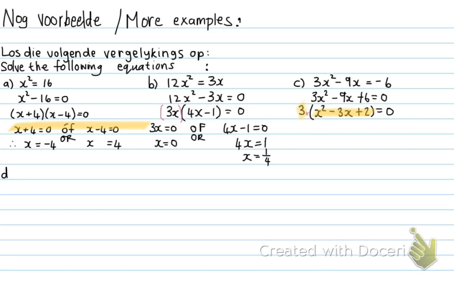Now I'm going to factorize the part in brackets. It's a trinomial, so I'm going to say it's going to be x minus 2, x minus 1 equal to 0. Set each bracket equal to 0 separately. Then I get x is equal to 2 and x is equal to 1.